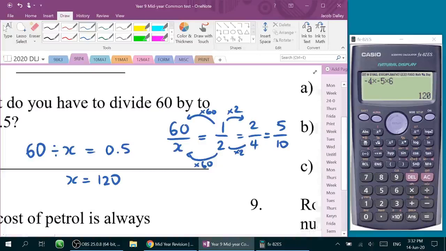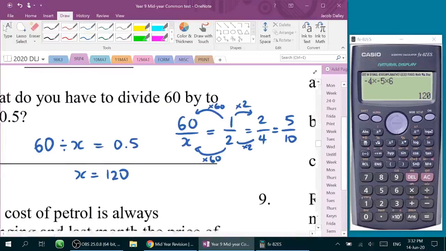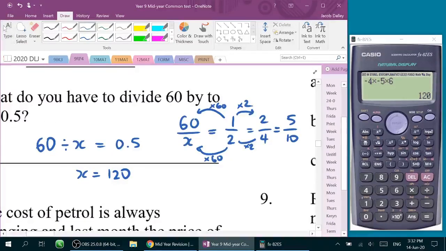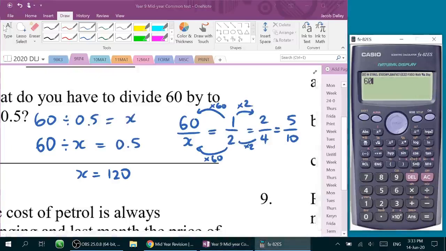That's just one way of thinking about it. There's lots of ways. Another way is you can swap the 0.5 and x around, and you'll get the same thing. If we put that into our calculator, 60 divided by 0.5 will also give us 120. That's kind of a little bit harder to understand maybe.